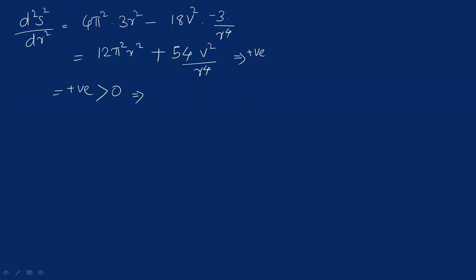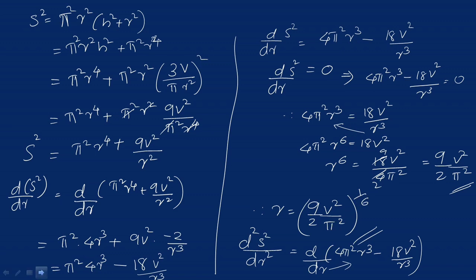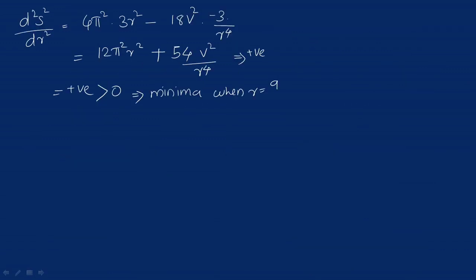If we apply the value of r into the equation and solve, we will get a positive quantity, that is clear. So if we get a positive quantity, we will have a minimum when r is equal to (9v² by 2π²) raised to 1 by 6.